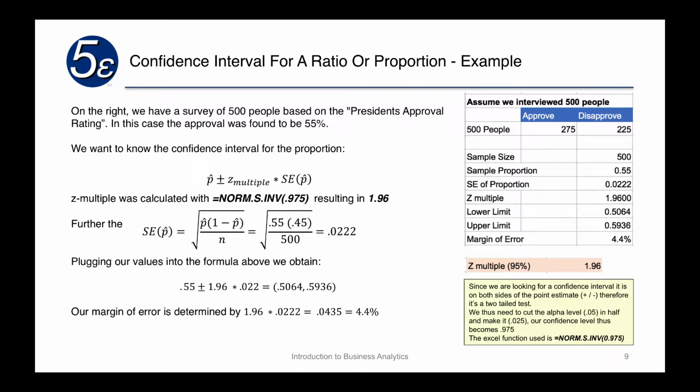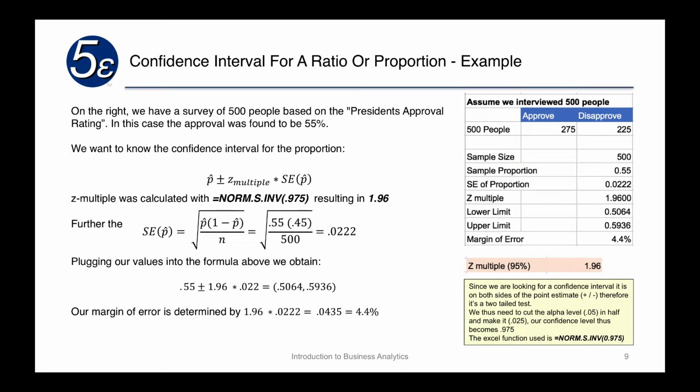On the right, we had a survey of 500 people based on the president's approval rating. In this case, it was found to be 55%, 275 approve, 225 disapprove. So our sample size is 500, and the sample proportion is 0.55. Now, if we want the confidence interval, we're going to choose p hat plus or minus the z multiple times the standard error for p hat. The z multiple is calculated with the NORM.S.INV function.